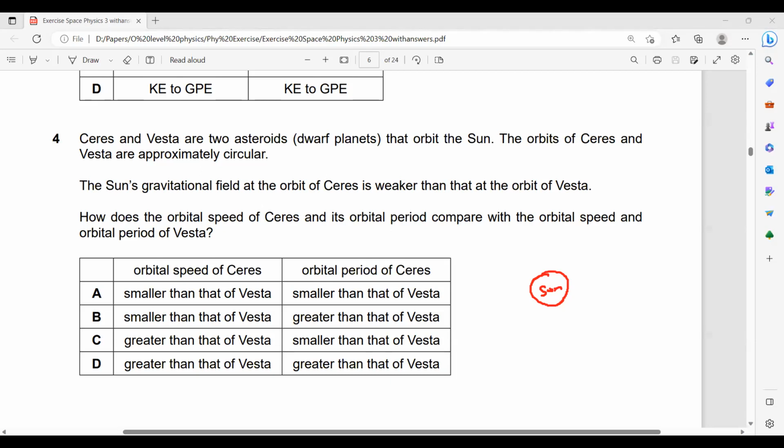So here, first you have to identify these positions. Ceres will be here and Vesta will be far. Why? How do I identify that? Because they mentioned the orbits are approximately circular, but the gravitational field strength on the orbit of Ceres is weaker. Sorry, it's weaker, so Ceres will be far away and Vesta will be closer. And they are both circular.